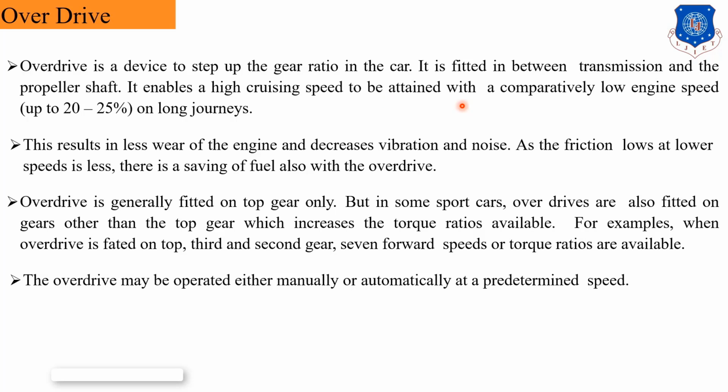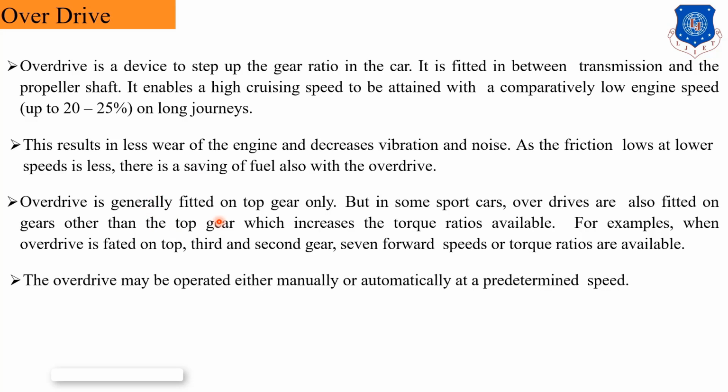The cruising speed is to be attained with a comparatively low engine speed, up to 20 to 25% on a long journey. This results in less wear in the engine and decreases vibration and noise. As the friction loss at lower speed is less, there is also a saving of fuel with the overdrive. That means fuel is also saved in overdrive systems.